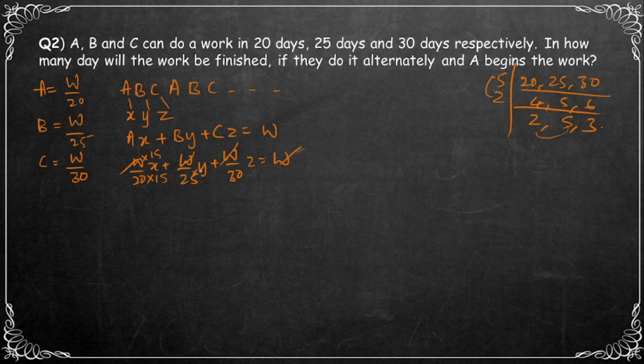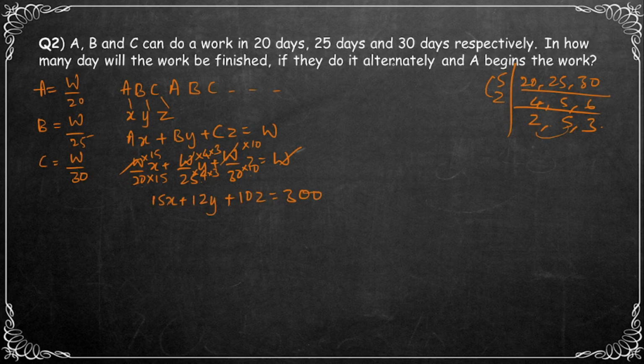We need to multiply this by 4. 25 into 4 is 100, into 3 is 300. So we need to multiply by 4 and 3. This we need to multiply by 10 in order to make the denominator 300. So 15x plus 12y plus 10z is equal to 300.